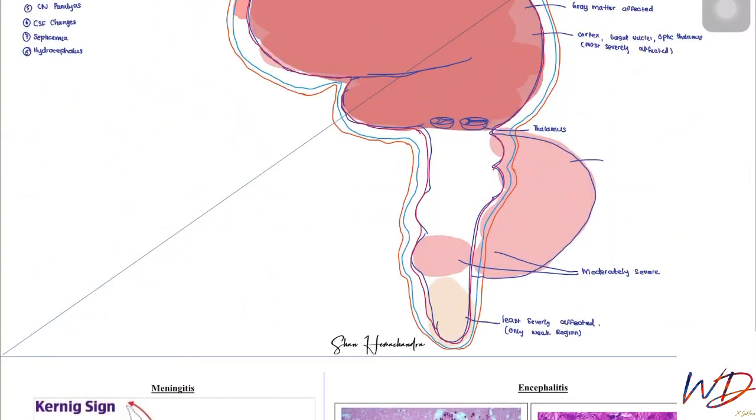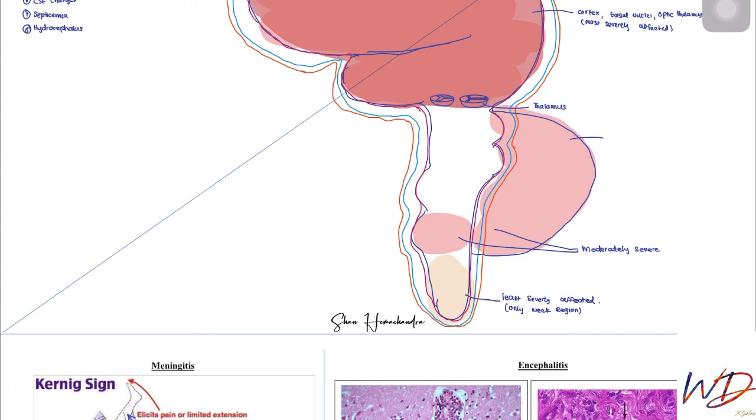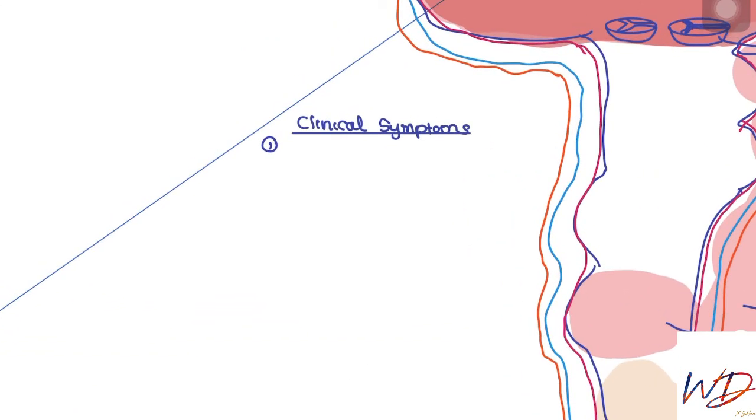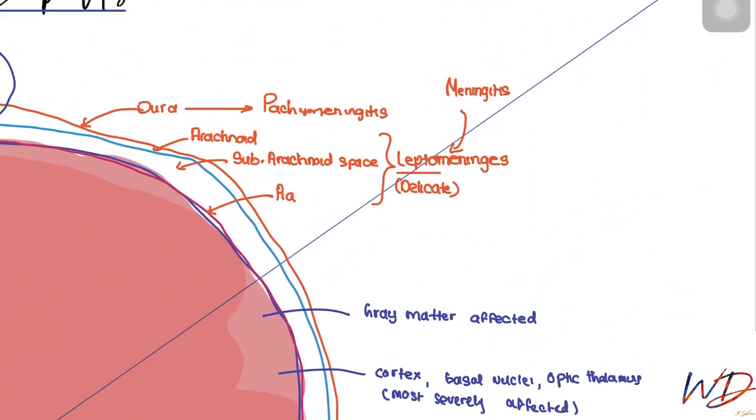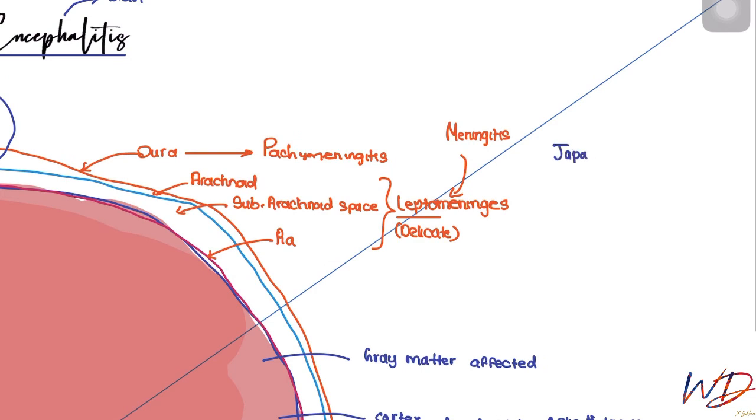I will briefly talk about the clinical symptoms. So first, we will get a variety of symptoms, especially based on the type of organism affecting. This is most commonly caused by Japanese encephalitis. This is a mosquito-borne disease, and this is therefore common in summer and autumn.